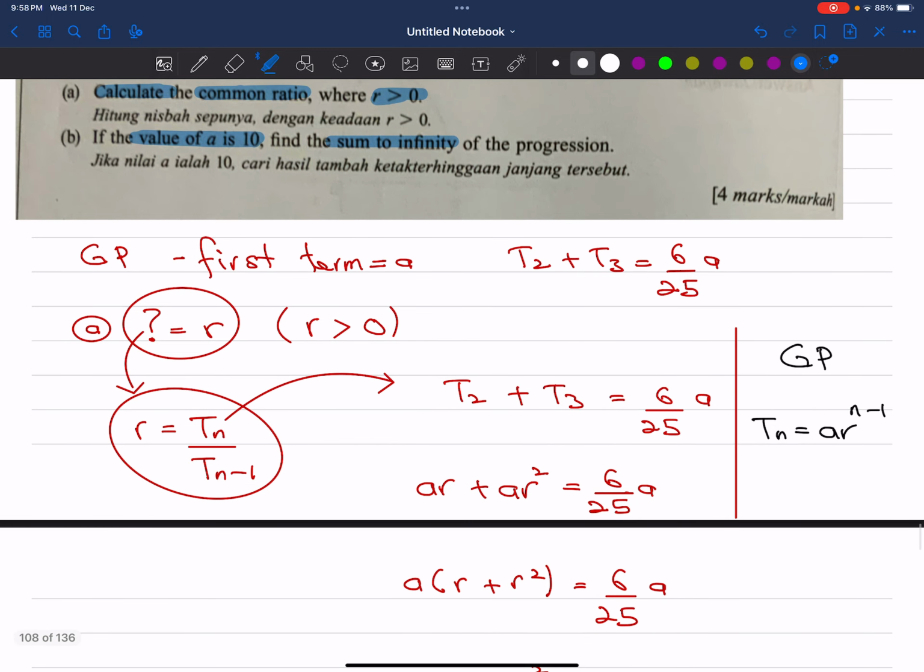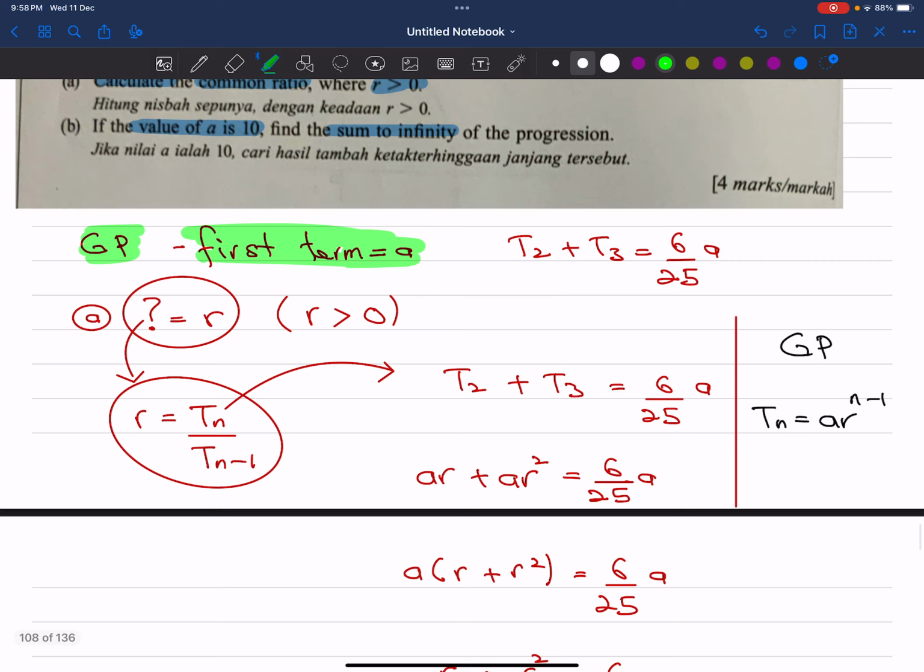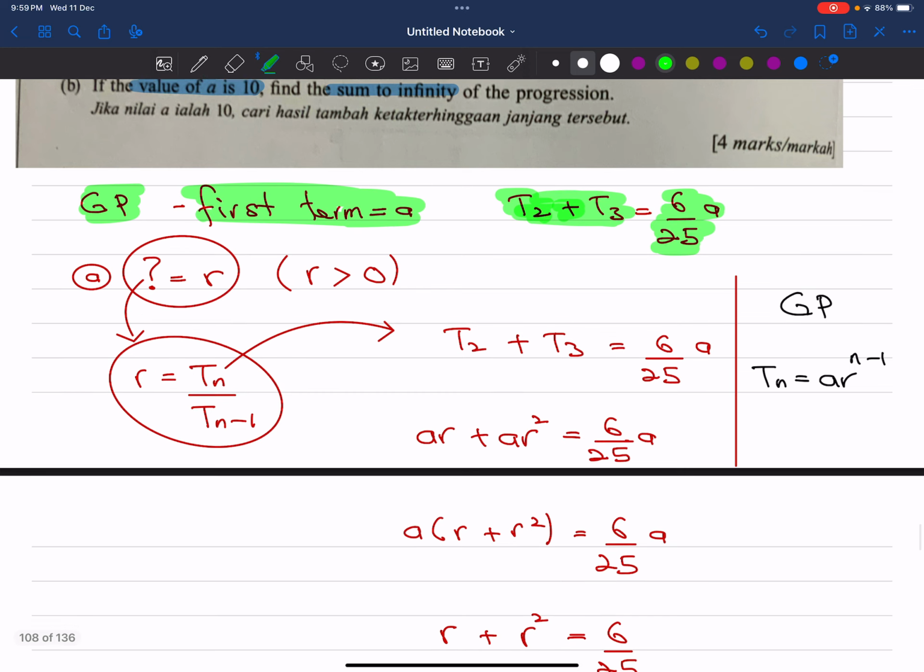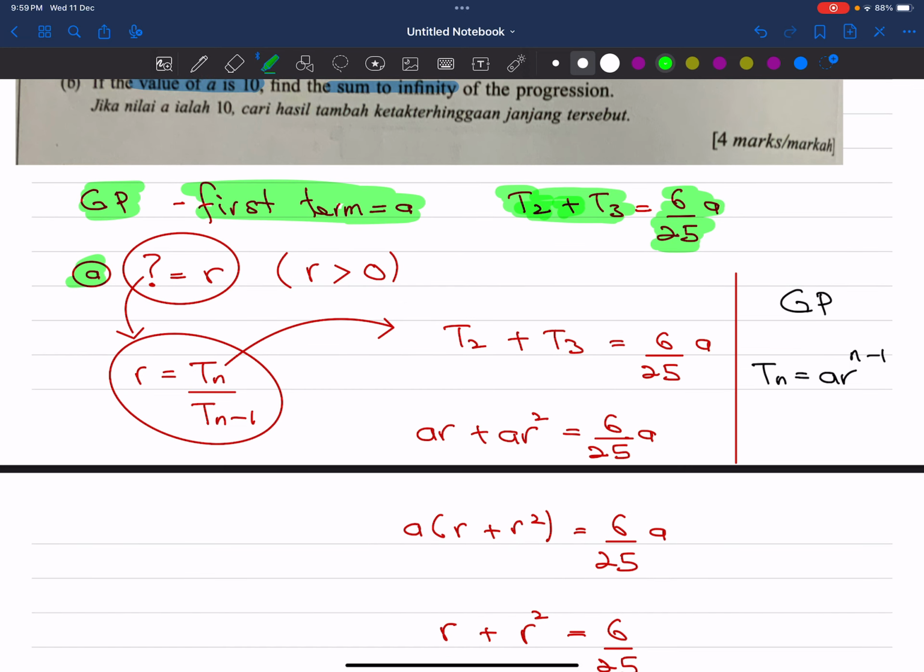So as usual, we are given a GP, and the first term is A, and the sum of the second term and third term, it is not S3, it is the sum of the second term and the third term, which is 6 over 25A. Question part A, find R. As usual, we start from what they ask.